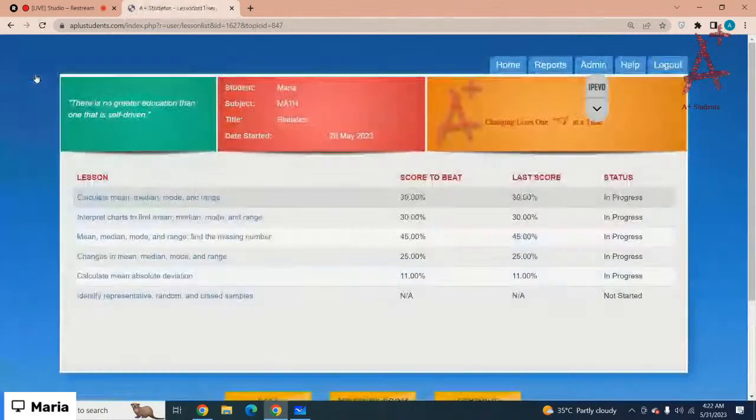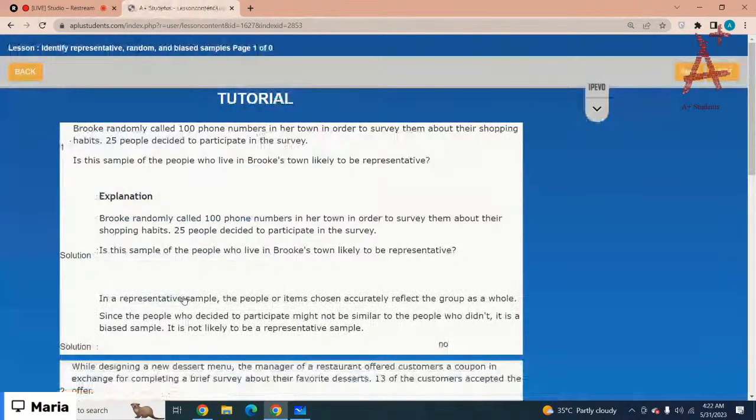And that would be identify representative, random and biased samples. Okay, let's just start with the first example. Brooke randomly called 100 phone numbers in her town in order to survey them about their shopping habits. 25 people decided to participate in the survey. Is the sample of the people who live in Brooke's town likely to be representative? So you have to see if the given data is representative.